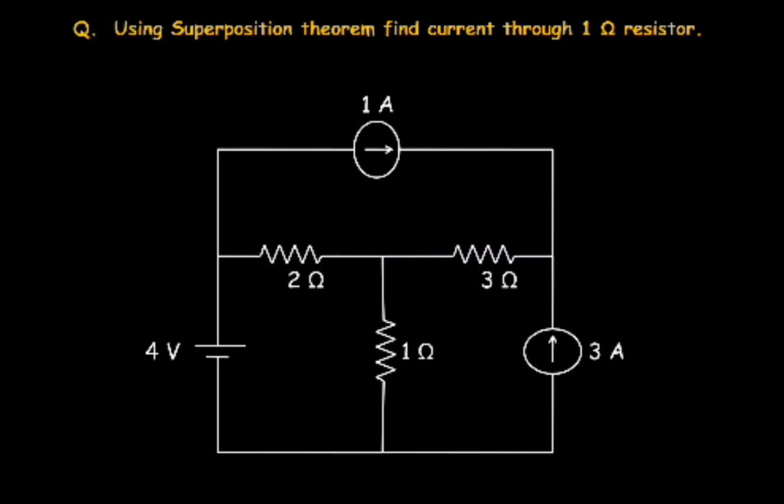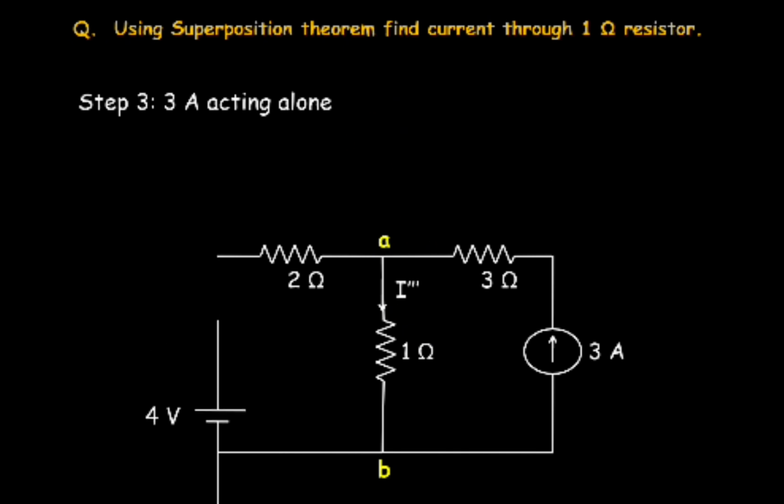Now let us jump on to step 3. So in step 3, we will consider this 3 ampere current source only. So this 3 ampere is acting alone. So we have to deactivate this 1 ampere and this 4 volt voltage source. Now again we are marking the terminals A and B, and now the current name will be I triple dash. Now we have to find out this I triple dash. So let us deactivate this 1 ampere. So it has to be open circuited, and this 4 volt will be short circuited because it's a voltage source.